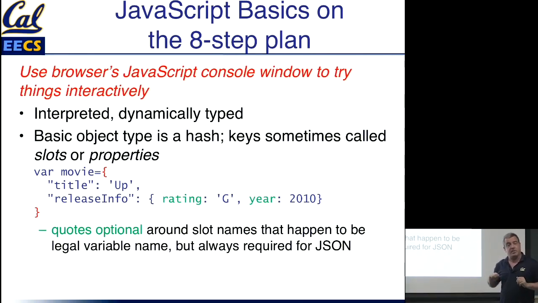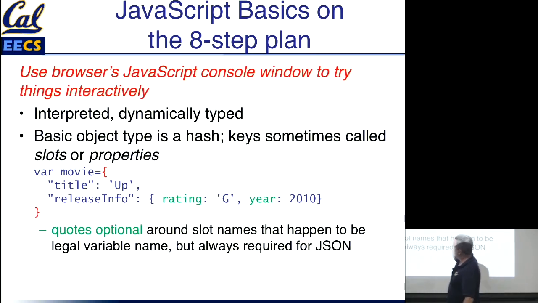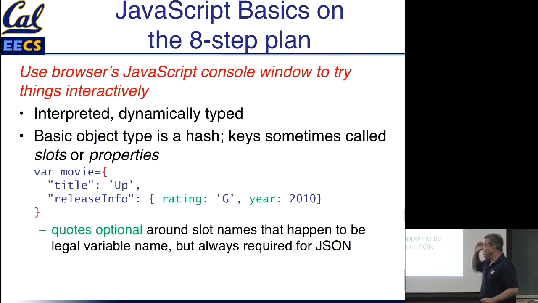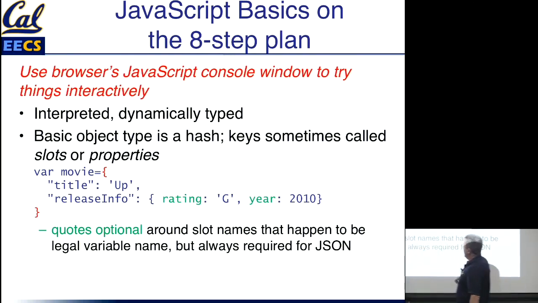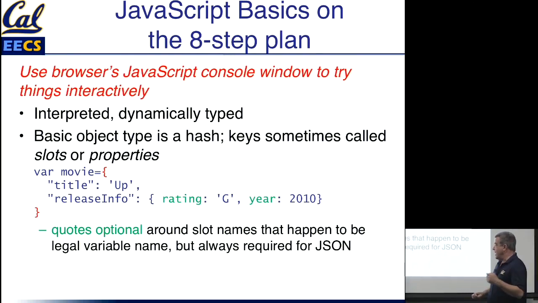So objects can nest. Notice that in my nested object, I chose to leave out the quotes around the slot name or the property name. They are optional if the slot name would otherwise be a legal variable name. So rating would be a legal variable name, but you can give slots names that happen not to look like a variable name.